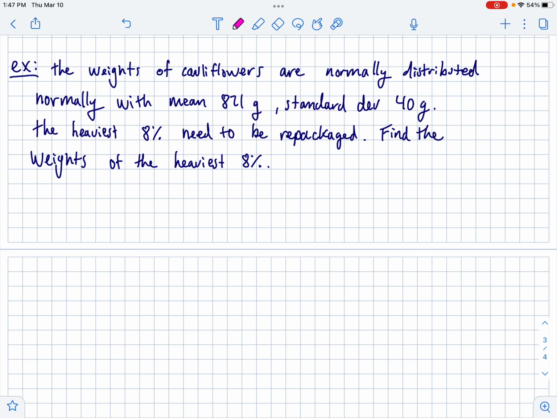One last problem. The weights of cauliflowers are normally distributed, nice, with the mean 821 grams, so that's necessary information. The mean is 821, and the standard deviation is 40. The heaviest 8% need to be repackaged. Find the weights of the heaviest 8%. So what's happening with this problem is that there's some distribution of cauliflowers, and then somewhere up at the top, there's a cutoff line where this area right here is 8% of the curve.